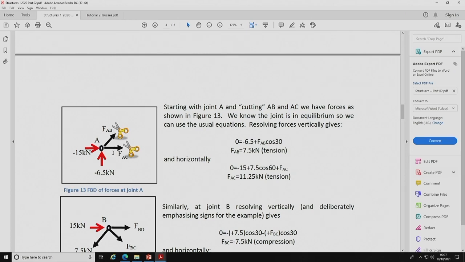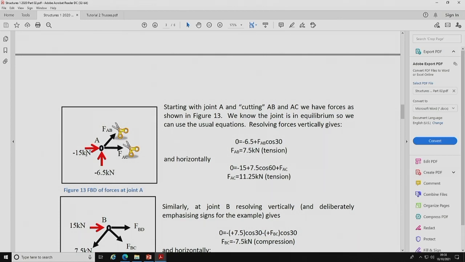If you resolve the forces vertically, FAB has got a vertical component. The component would be FAB sine 60 or cosine 30. This angle is 60, so I don't know why I'm using cosine. Sine 60 would be fine, but sine 60 and cosine 30 are the same thing. So this angle is 30. So FAB cosine 30 upward and 6.5 with a negative sign upward is equal to 0, because of this minus 15 kilonewton, and FAC does not have any vertical component. That gives me FAB is 7.5 kilonewton, and it comes with a positive sign. So as per my assumed direction, it's a pull force, it's a tension force.